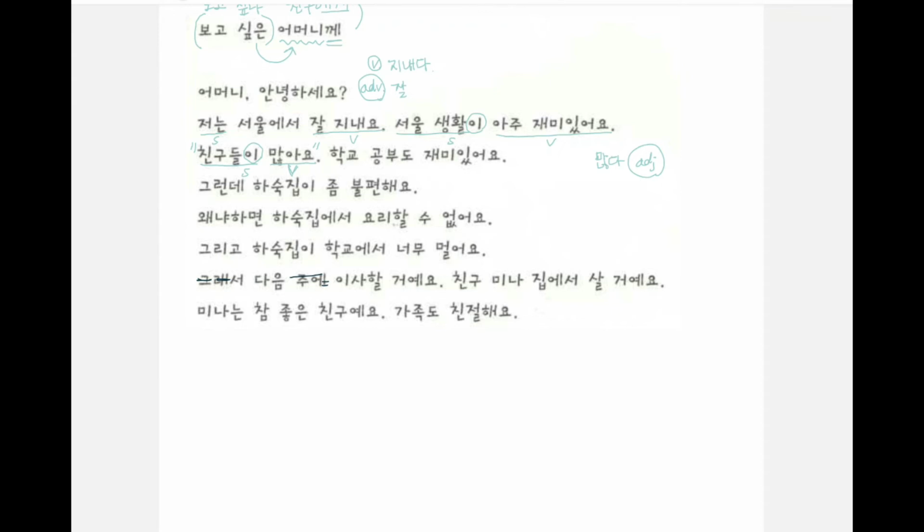학교 공부도 재미있어요. Okay, where's the subject? 학교 공부도 is a subject. So instead of the subject marker 가, he chose 도. Why? To emphasize school study as well. Interesting. So this is a verb. School study too is interesting.